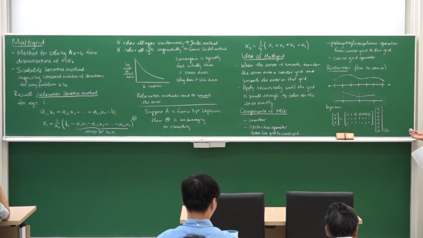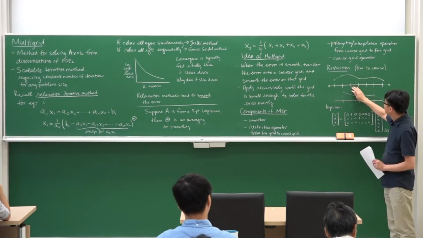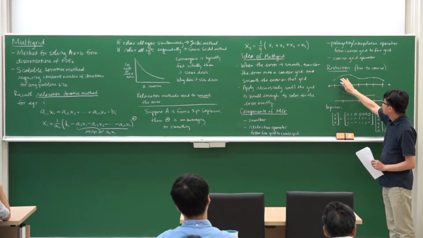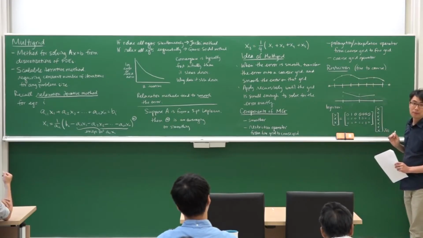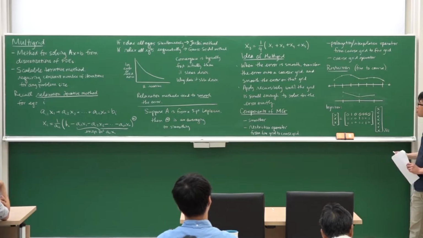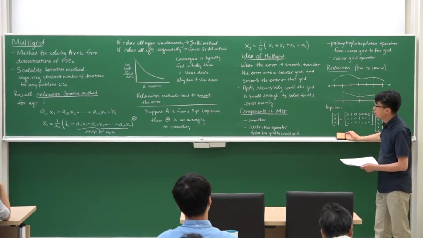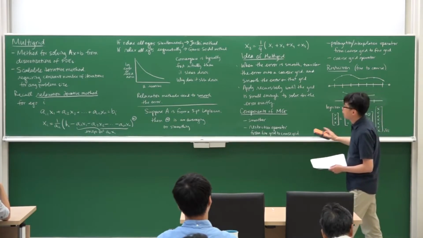You can actually inject another way as well, and it tends to be more accurate. The other way of injecting is called full weighting, because what we've done over here is we've entirely ignored these values at these other points. To take into account the values at these other points, we can use a different injection operator, which is called full weighting. Let me write that over here.